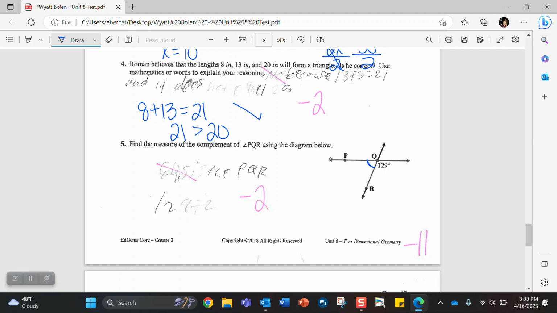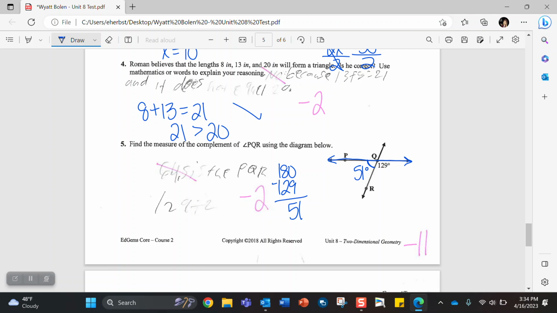First, students needed to recognize that this is a straight line, and all straight lines measure 180 degrees. So if I know this angle on the right, kind of underneath the line, is 129, I can take 180 minus 129, and that's going to give me 51. 51 is not the answer, though. 51 is what angle PQR equals.